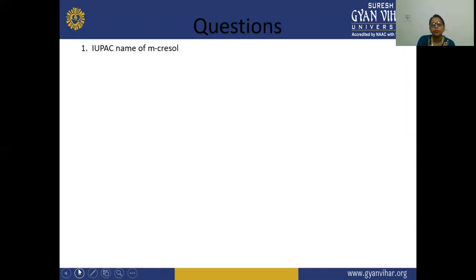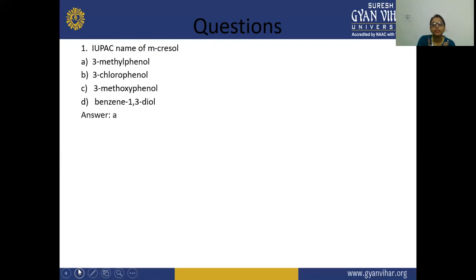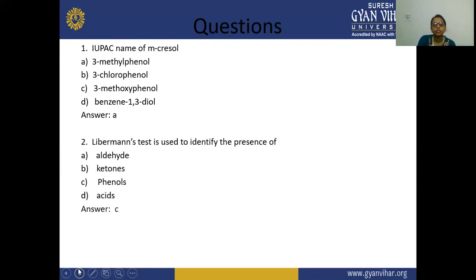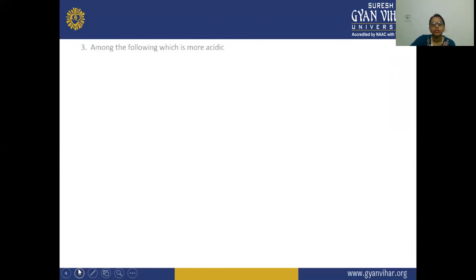Next are the questions. First question: what is the IUPAC name of m-cresol? The answer is A, that is 3-methylphenol. Second: the Liebermann test is used to identify the presence of what? The answer is C. Third question: among the following, which is more acidic?